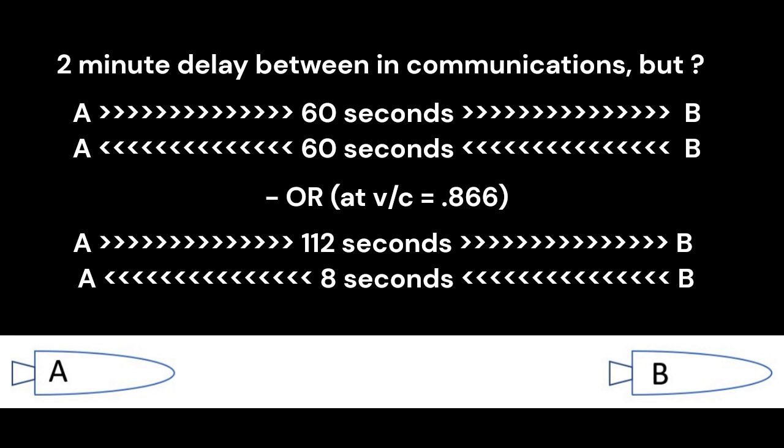Or if it happened to be going 0.866 speed of light, it would take 112 seconds going one way and only 8 seconds coming back. Could be anything, and there's no reason to know. There's no way to measure that, that's the key. And so the only logical choice is an arbitrary pick. You might as well pick the even one, even each way.